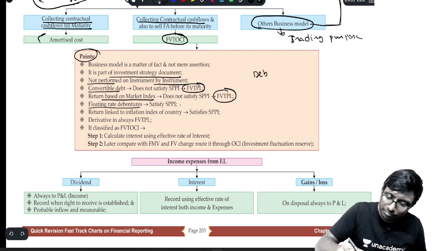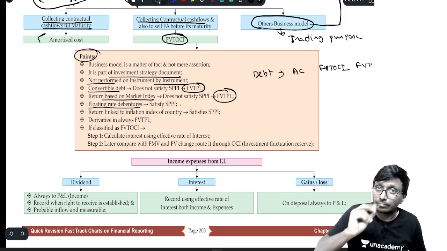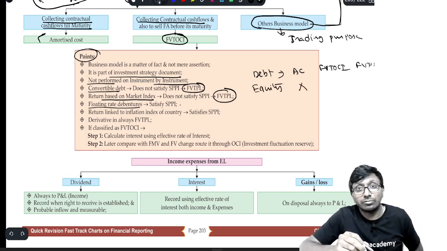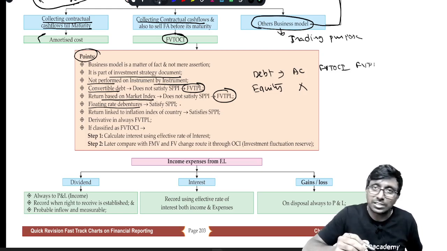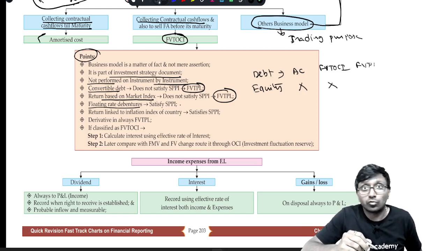In simple terms, a debt instrument can be amortized cost, FVTOCI, or FVTPL. No, sir, if it is an equity instrument, it cannot be amortized cost. Why? Because there are no contractual cash flows and it does not satisfy the SPPI test. Here also there are no contractual cash flows.